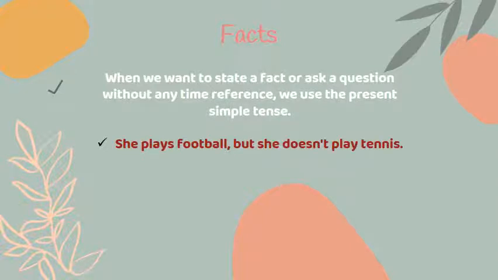Example: she plays football but she doesn't play tennis. This is a fact about the girl. This is real information about her. She plays football but she doesn't play tennis. So this is a fact. For example, a fact about me, I don't like to drink milk. I don't like milk, but I like Nescafe, for example. So this is a fact.